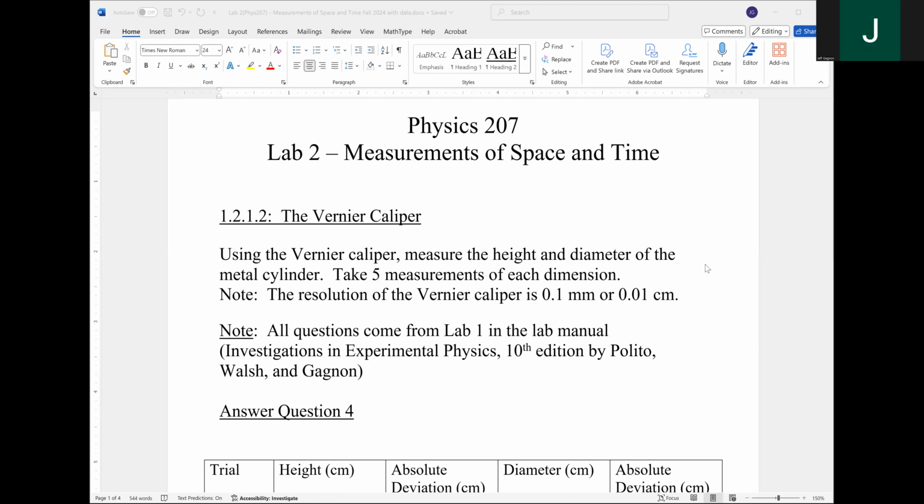Now, if you're watching this because you're making up the class or it's a snow day, then I will give you the data for the height and diameter of the cylinder, and I'll just have you do the calculations. However, I still want you to know how to read a vernier caliper. So I'll walk you through that in this video. Since obviously you can't measure the height and diameter directly because you're doing this remotely, I'll give you that data. All right, so that's the first thing, finding the density of a small aluminum cylinder.